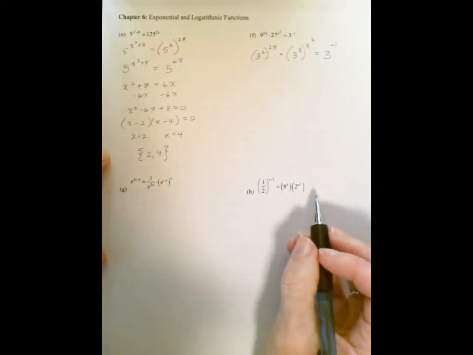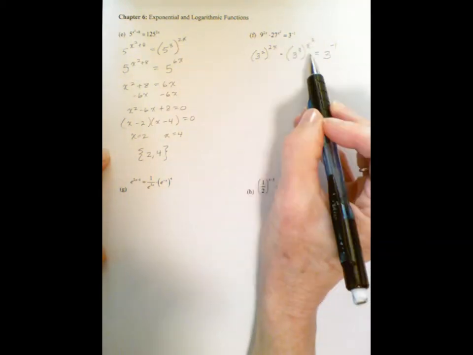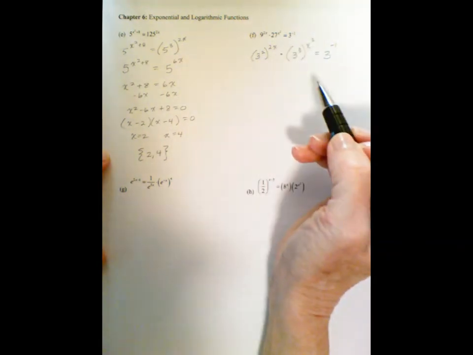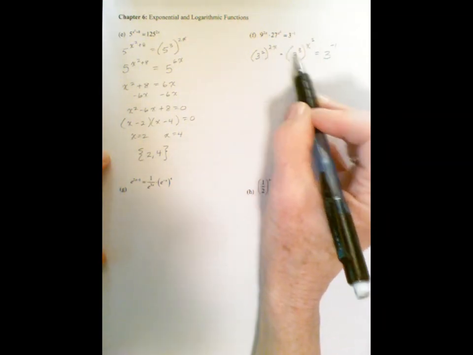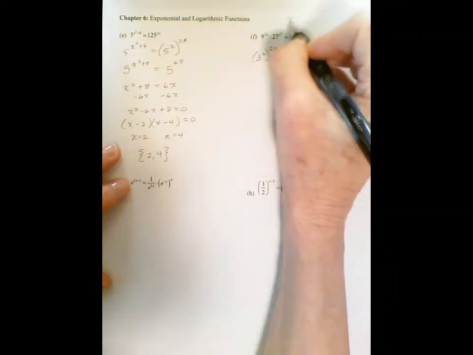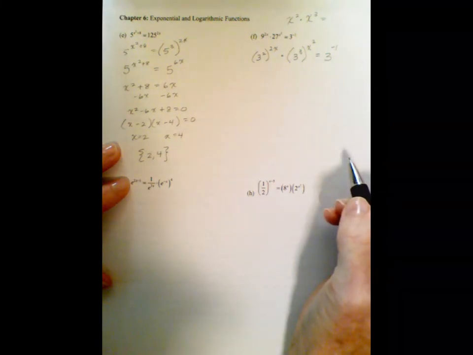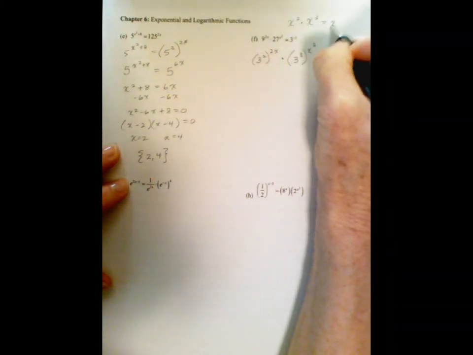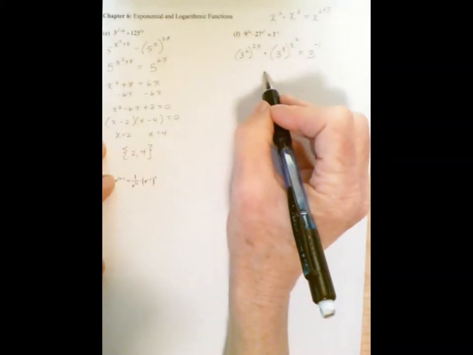Now we don't quite have if a to the u equals a to the v. We have to combine these two together. But how do we do it? When you have x squared times x cubed, what would you do with those? This is the same idea as having an x squared times an x cubed. What do we do with those exponents? You add them, right? So that's x to the 2 plus 3. So that's what we'll do here.